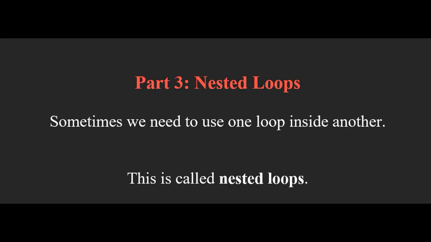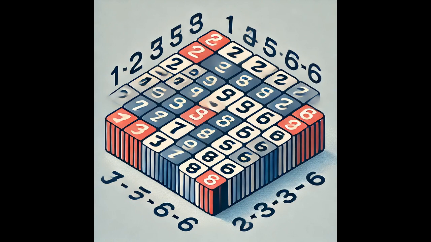Part 3. Nested loops. Sometimes we need to use one loop inside another. This is called nested loops. Example, multiplication table. For example, if we want to create a multiplication table for numbers from 1 to 5.